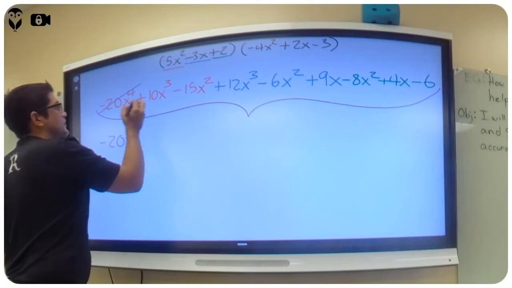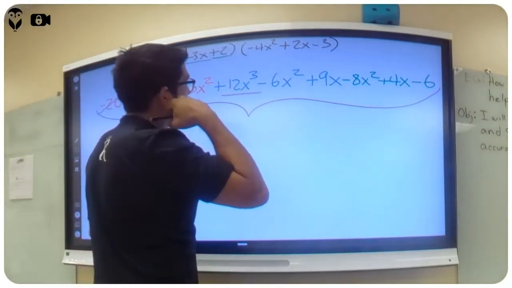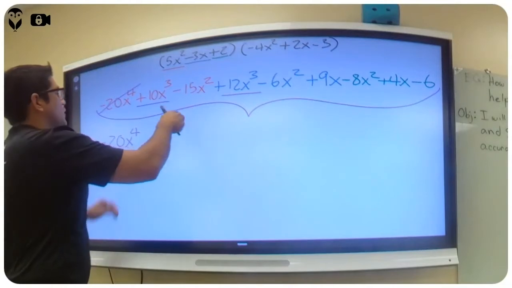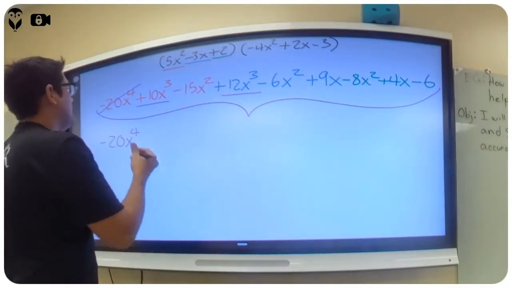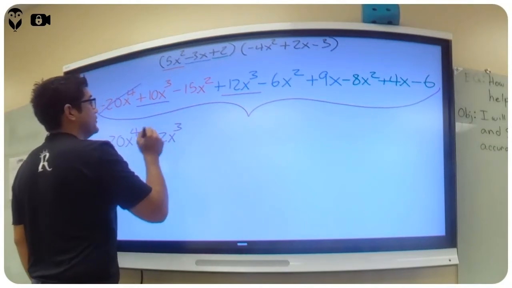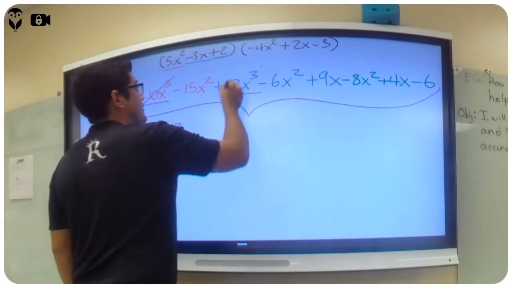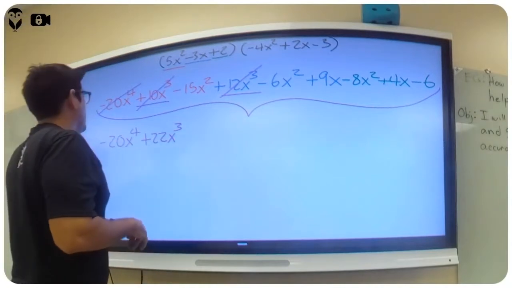So I already dealt with this. X to the 3rd, x to the 3rd. I only have it twice. So I have 10 of them and I have 12 of them. So this is going to be easy. I have a total of 22x to the 3rd. So that's gone and that's gone. Now I have x squareds to look at.